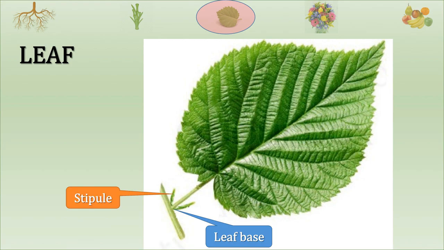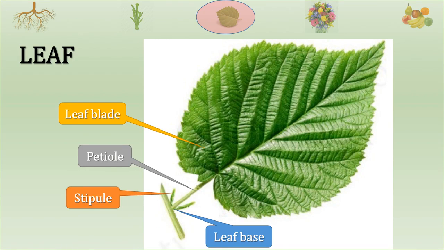Next is stipule. Small leaf-like structures may be present near the leaf base, which are called stipules. Next is petiole. Leaves of some plants have a stalk called a petiole.